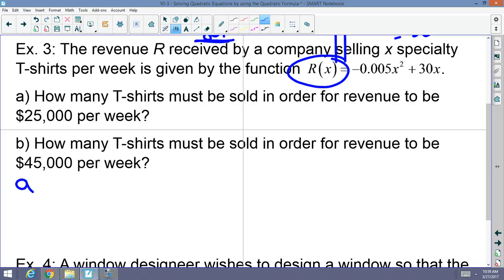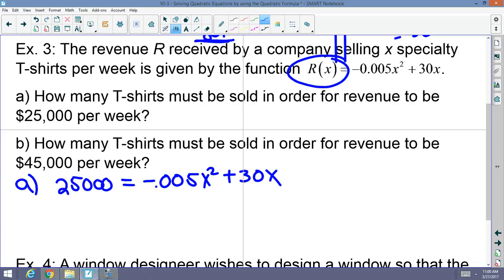So for A, guys, when will 25,000 equal negative 0.005 X squared plus 30X? I'll go ahead and finish this, but I will tell you what I'm going to do. I'm going to make a quadratic function in standard form, and I'm going to plug it into my quadratic formula.